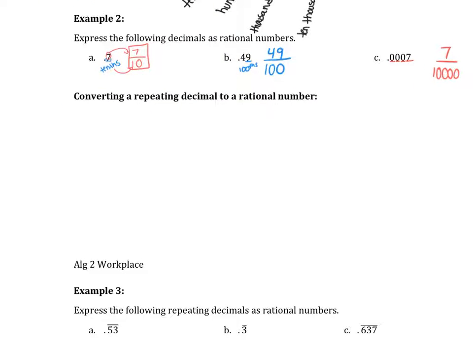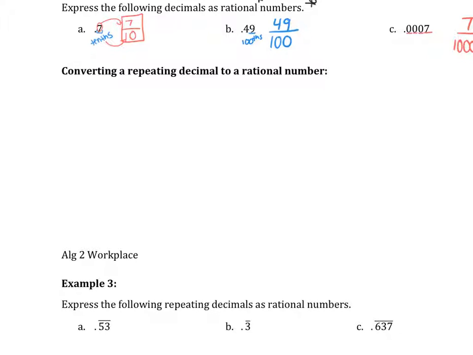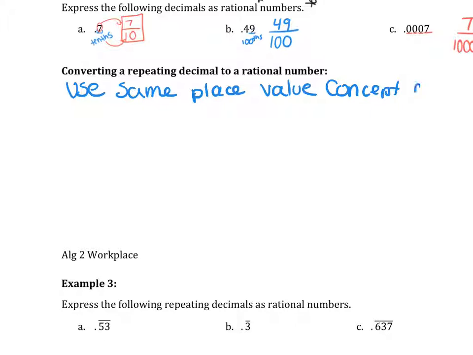Okay. Now we're going to look at how to convert repeating decimals to rational numbers. This one can get a little bit confusing, so stick with me here. So we are going to still be using place values, but we're going to be using them a little bit differently. We're going to use the same place value concept as we did with the terminating decimals.